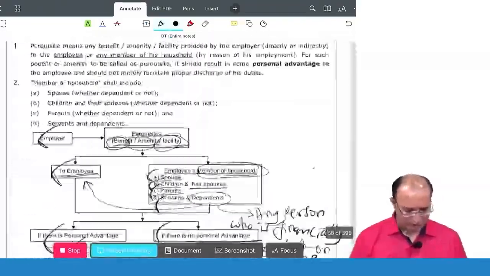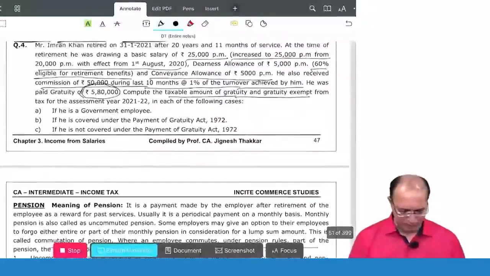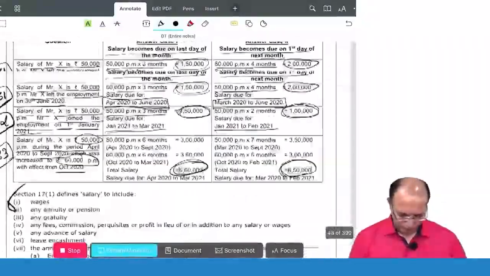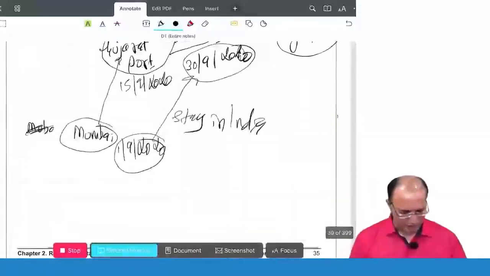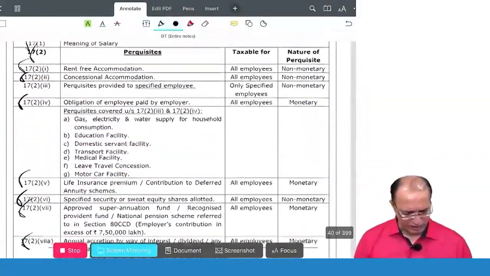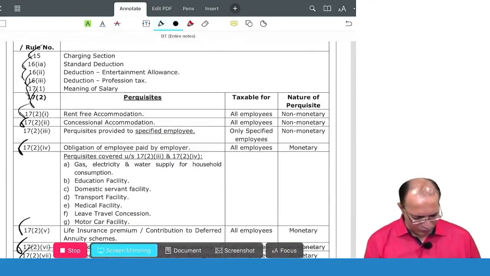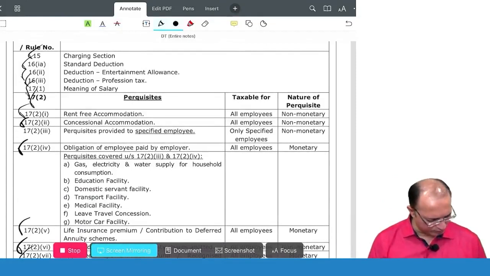Now let us move on. At the beginning of the chapter, I have given you the list of sections. Out of that, 17(2) clause 1 rent-free accommodation is over.